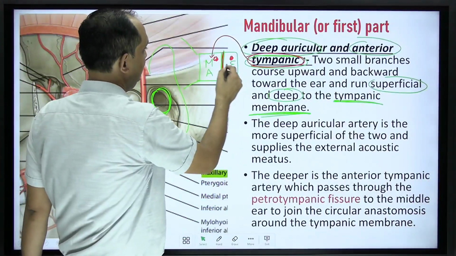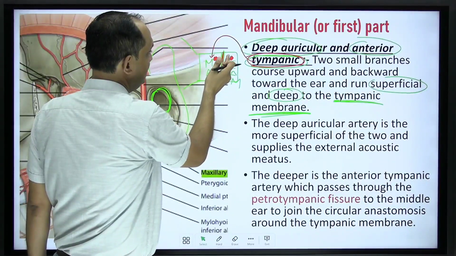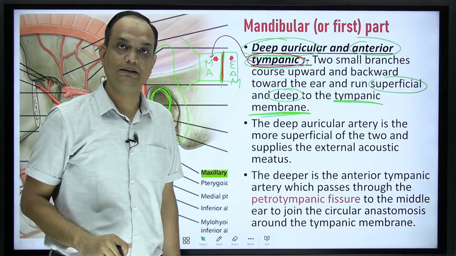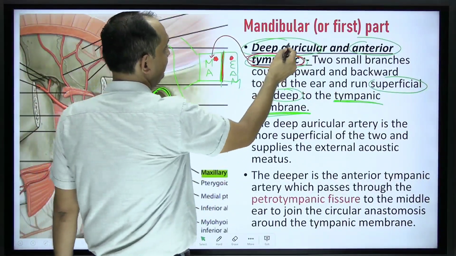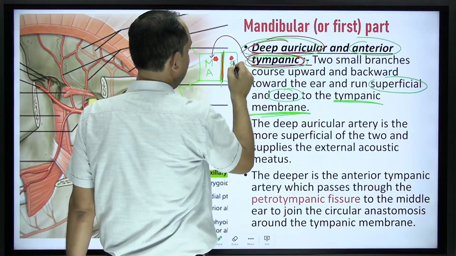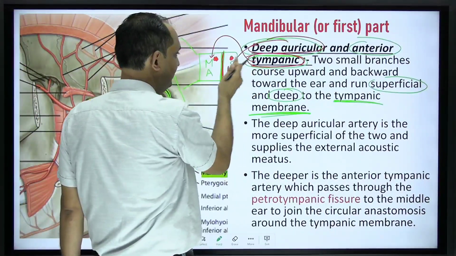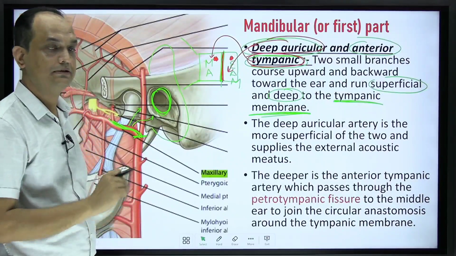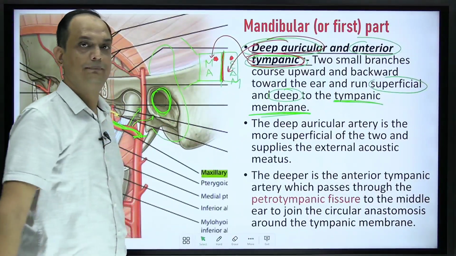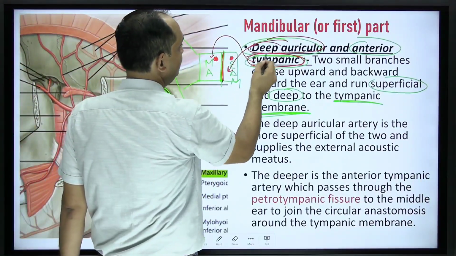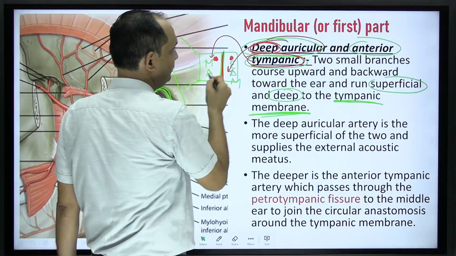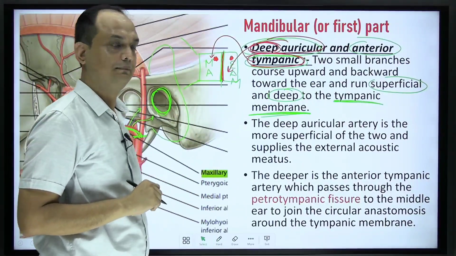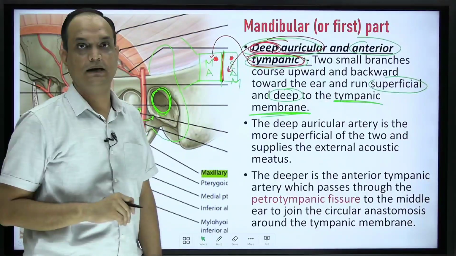So, anterior tympanic artery is supplying the area deep to the tympanic membrane, that means in the middle ear, while the deep auricular artery is supplying the area deep into the external acoustic meatus but outside the tympanic membrane. Why are we using the word deep? Because it is supplying the deep part of your external acoustic meatus but superficial to the tympanic membrane.